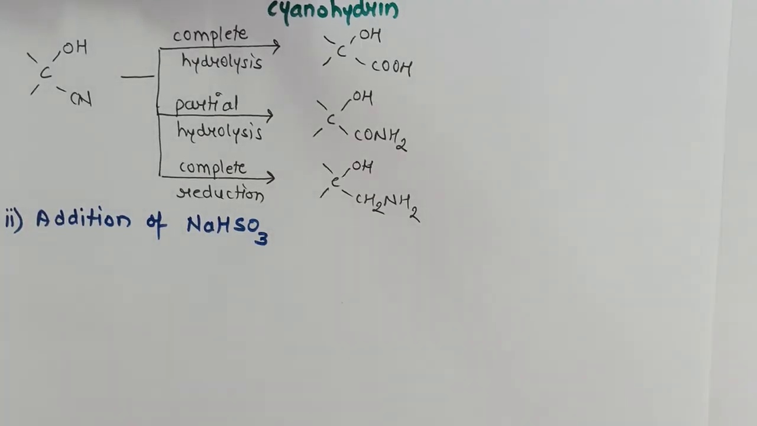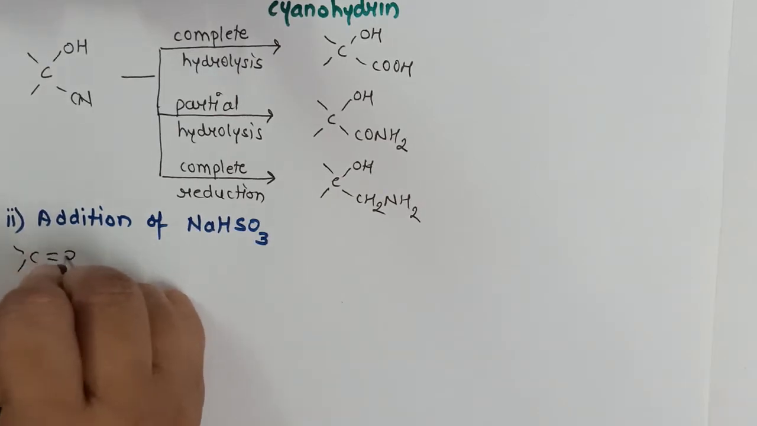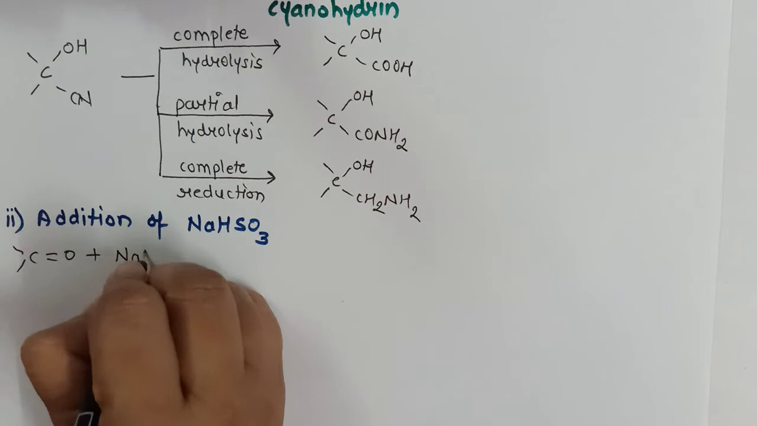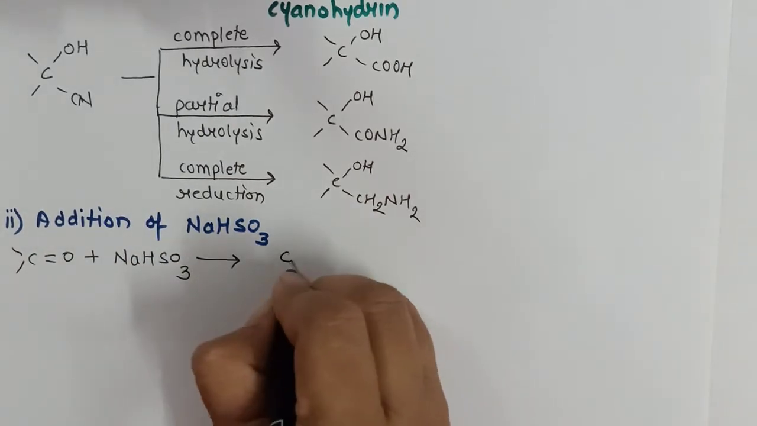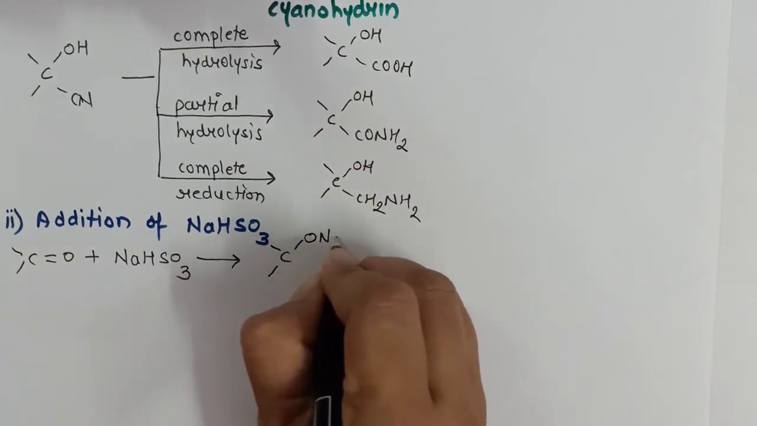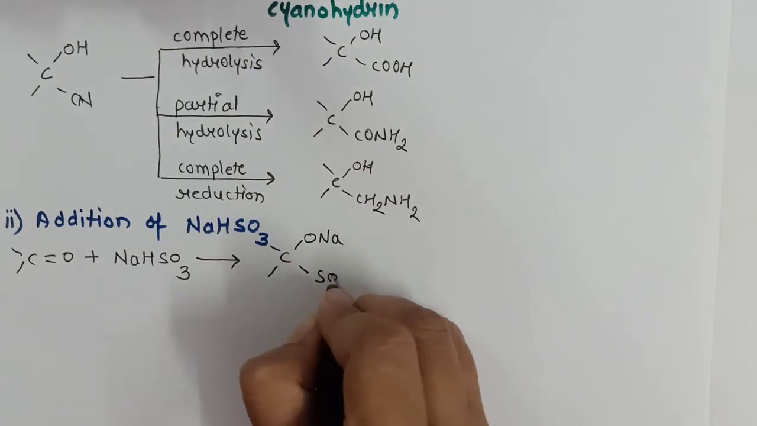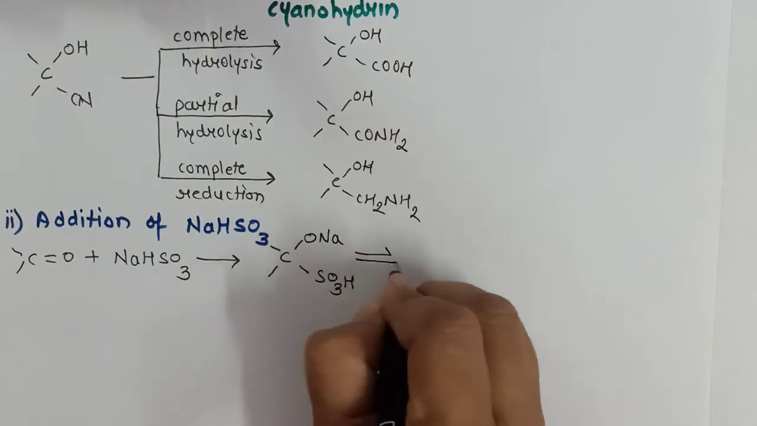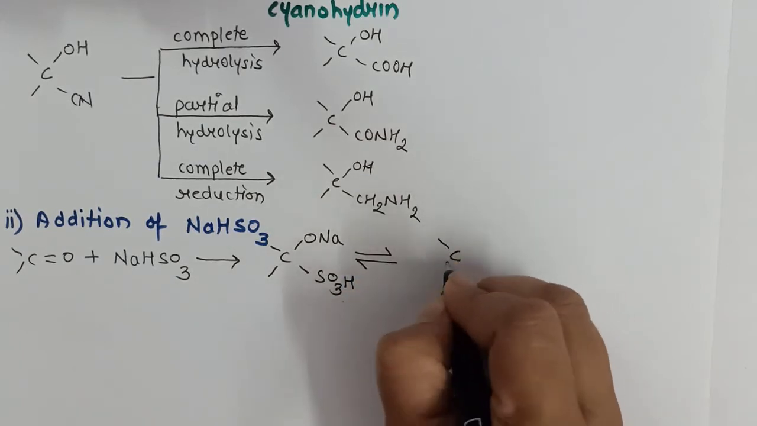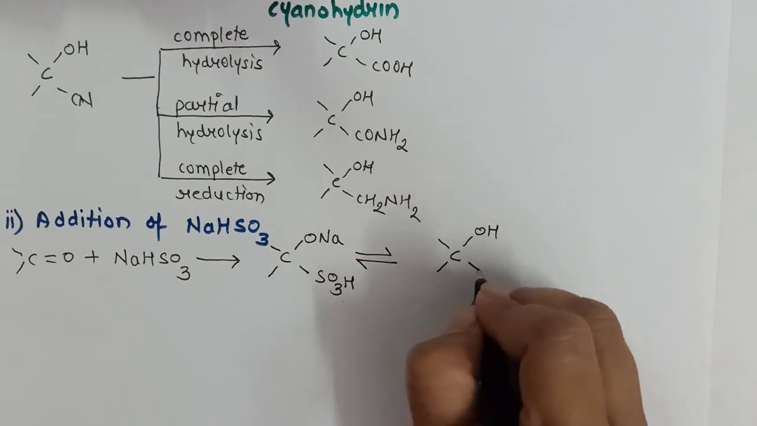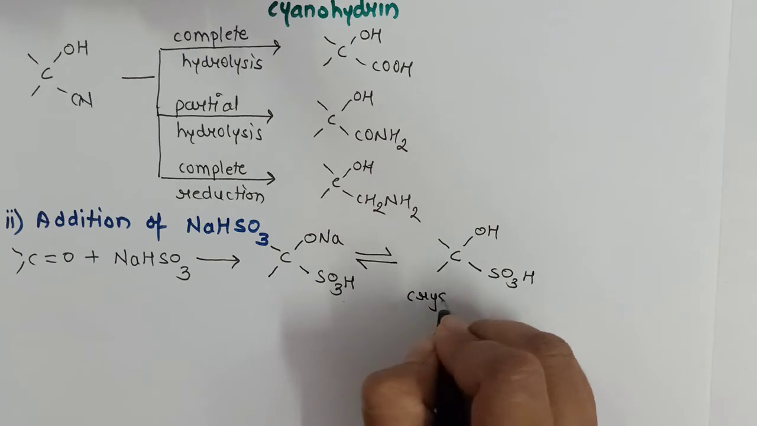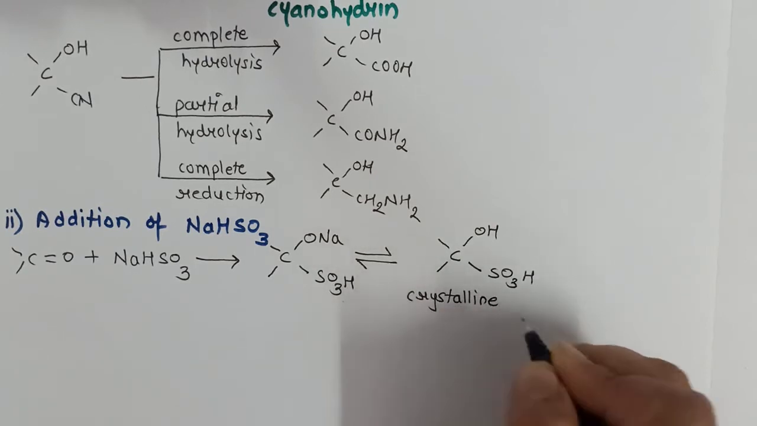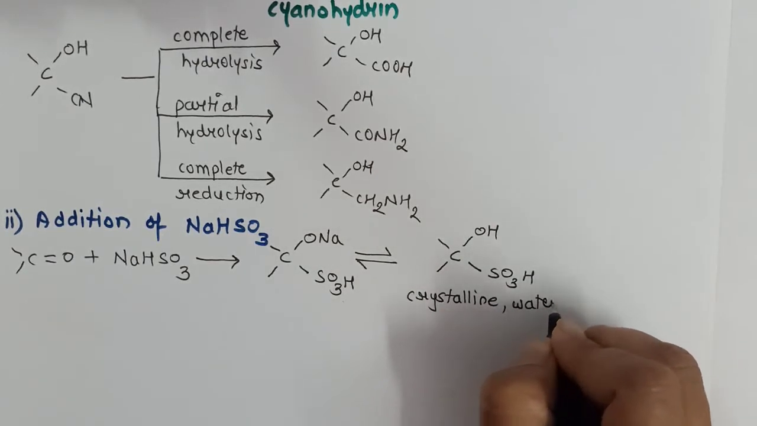The next reaction is addition of sodium bisulfite. Any carbonyl compound, whenever it is treated with sodium bisulfite, gives a product which is reversible, and it gives a crystalline water soluble compound. Now this addition product is crystalline as well as water soluble.